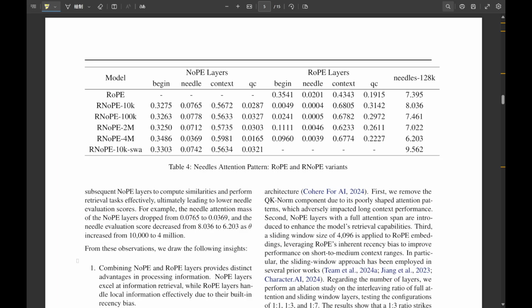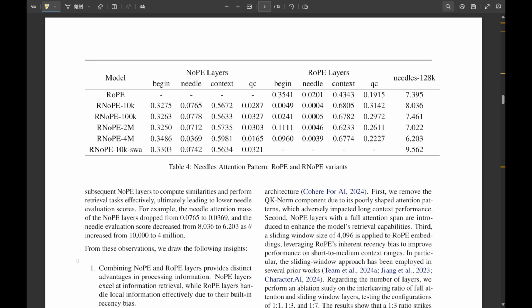Okay, let's break down RNoPE-SWA. What are the key design choices? What did they actually build? Right. RNoPE-SWA stands for RoPE NoPE with sliding window attention. It's really quite elegant. First, based on those early results, they completely threw out QK norm. Gone. Too detrimental for long context.